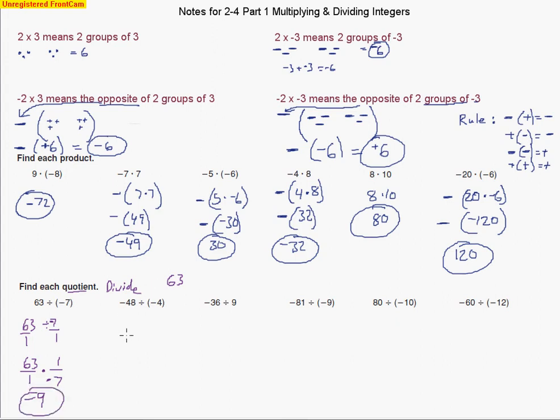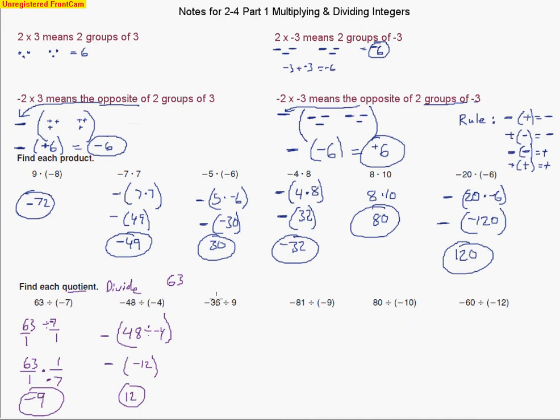So when I divide 48 by the negative 4, I have to take its opposite because it's the opposite of 48 divided by negative 4. And so I end up with the opposite of negative 12, which is positive 12. So when they're the same sign, you're going to end up with a positive. Opposite signs are going to make a negative.